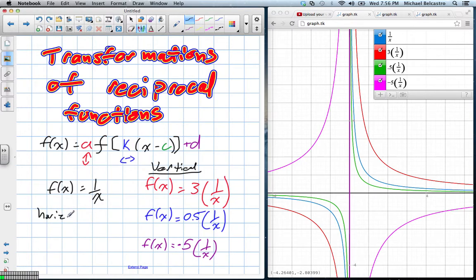Let's do horizontal. If you notice horizontal, I know this isn't quite perfect, the writing, because we're out of time, but we'll do another one.